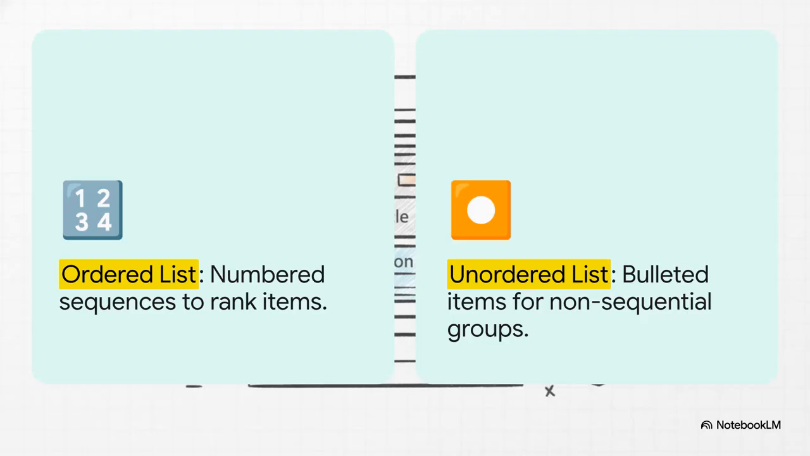Check out how our program neatly contrasts these two vital list formats. We use an ordered list, that's the OL tag, to define numbered sequences. This is perfect for when you actually need to rank items, like our top programming languages. 1 Python, 2 Java, 3 C++. But contrast that against an unordered list, the UL tag. We use that for bulleted items in non-sequential groupings. So simply listing web technologies like HTML, CSS, and JavaScript, where the order doesn't really matter.